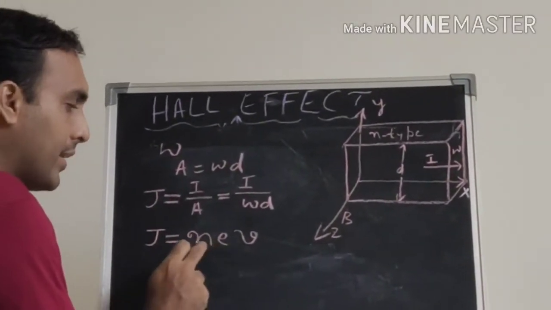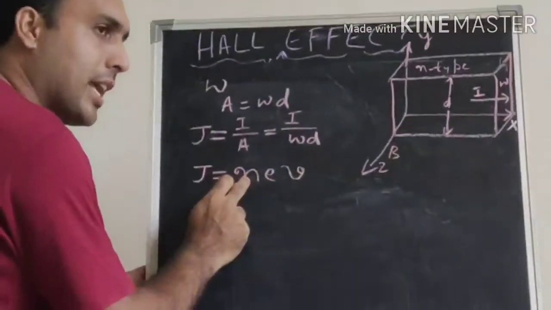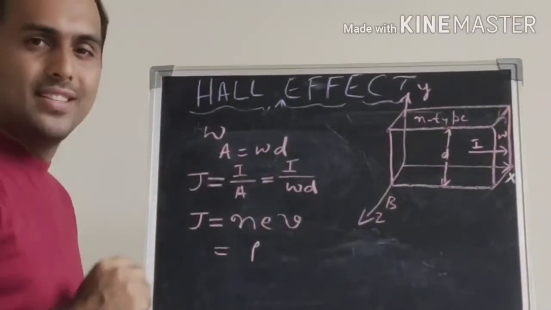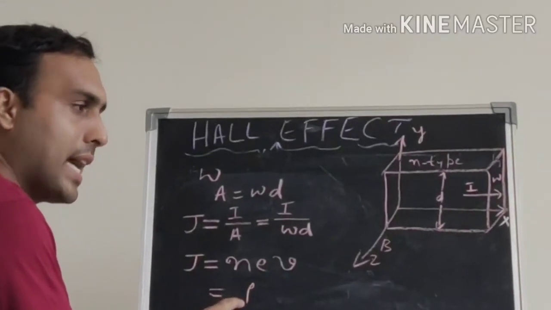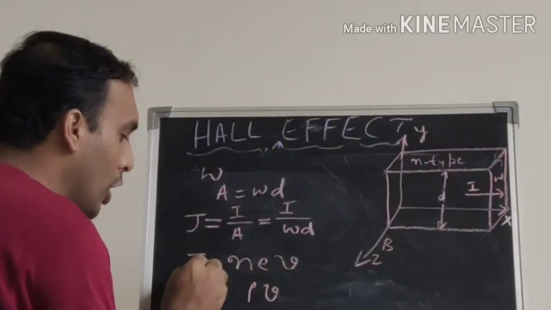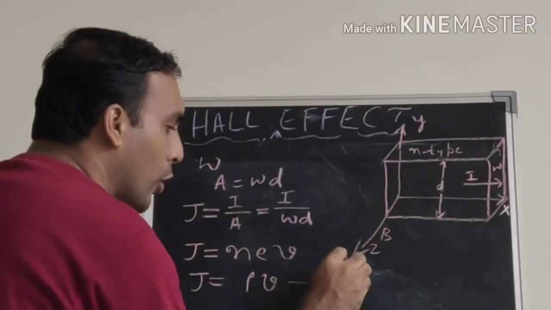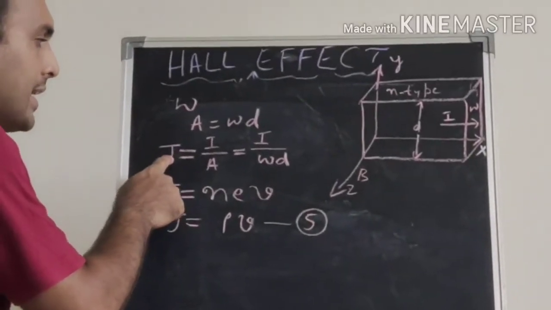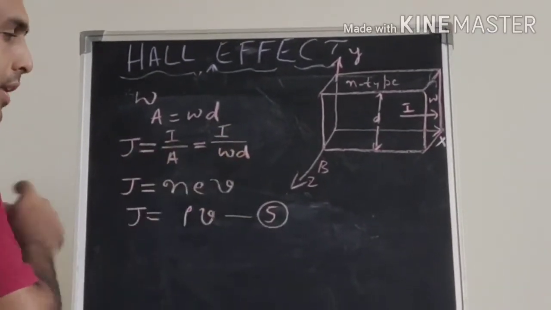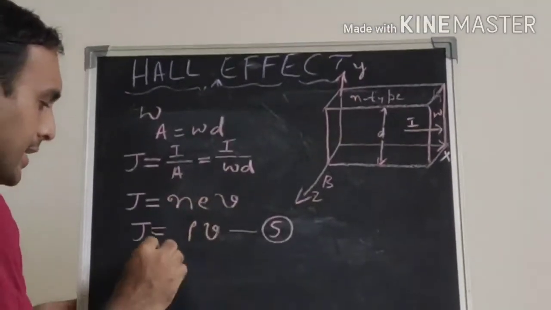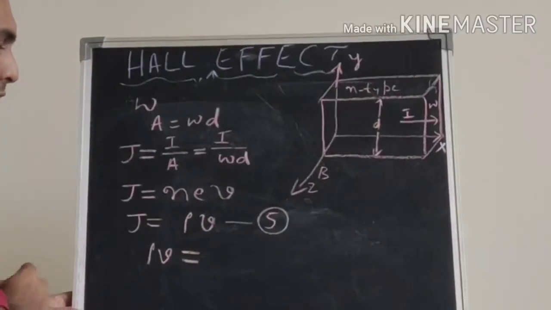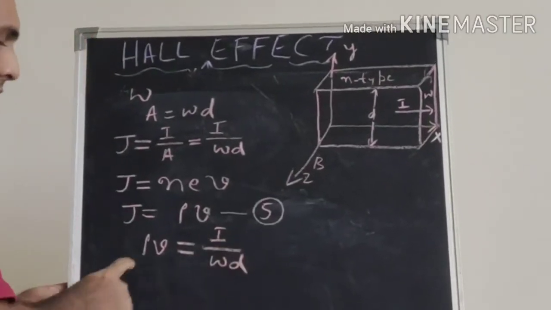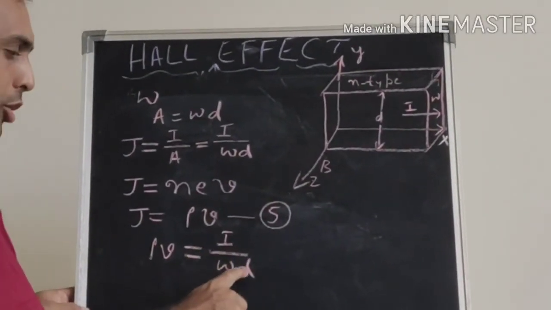This can also be written in terms of the product of the charge and the charge carrier concentration, N into e, which is equal to rho, the charge density. So J is equal to rho into V. Let us consider this as equation number 5. Also we got J is equal to I by W into D. Comparing these two, we can write rho V is equal to I by W into D.